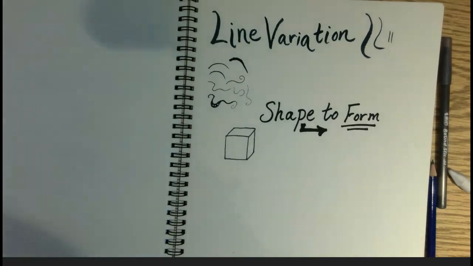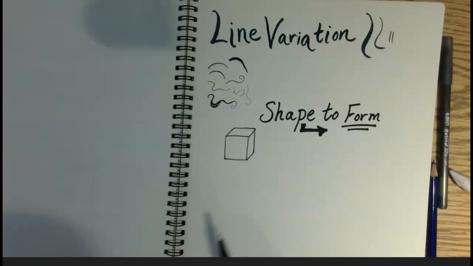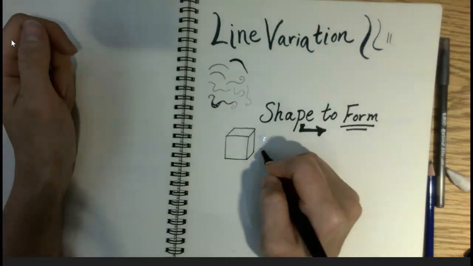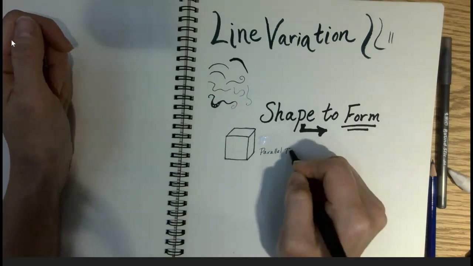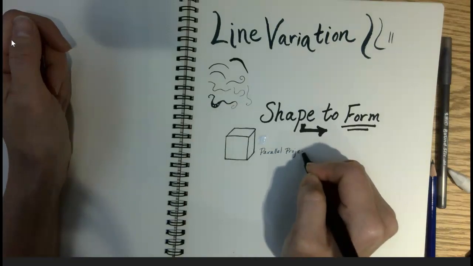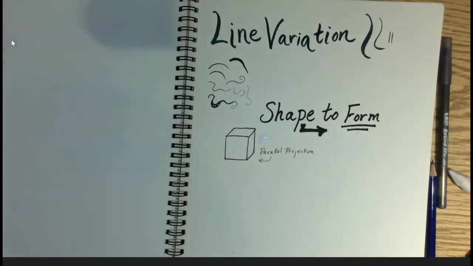So shape to form is what we are doing right now, starting with our square. And parallel projection is the name of this technique. So this is a little bit different than linear perspective, which we will be learning later in the semester.